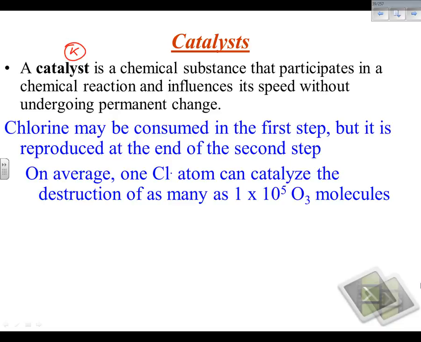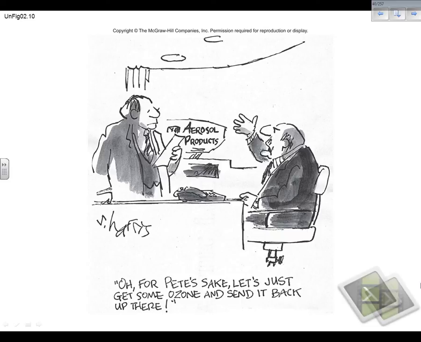So chlorine's consumed in the first step, but it's reproduced at the end of the second step. And so what does this mean? Well, on average, one chlorine atom can catalyze the destruction of as many as 10,000 O3 atoms. Swell. And there we have our little ditty from the book.